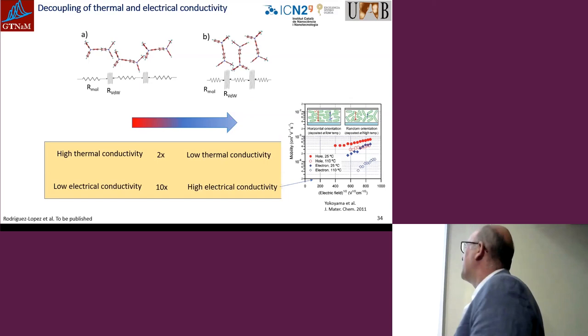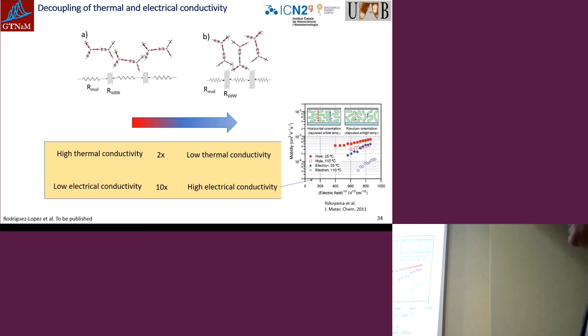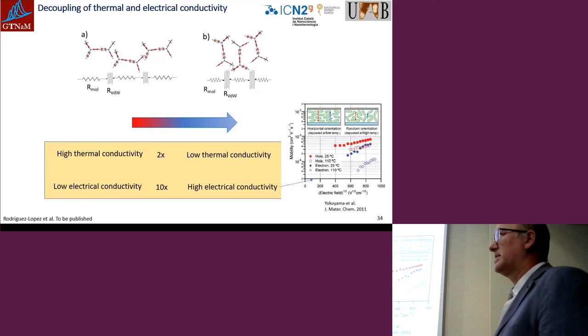We have still not measured electrical conductivity on this specific one. We are doing this measurement, but it has been shown previously on other systems that by changing the molecular orientation between this one and this and the isotropic, you can change the electrical conductivity by an order of magnitude. And with that, I finish.